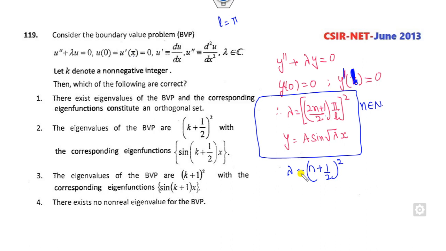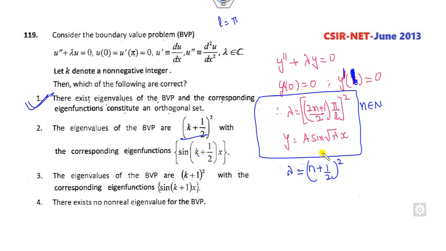Fine. So there exist eigenvalues with a corresponding solution. Now you can check the options. There exist eigenvalues, yes, there exist eigenvalues, that's the correct option. Eigenvalues are written as k plus 1 whole square, that's fine. With the corresponding eigenfunction, what is the root of lambda?